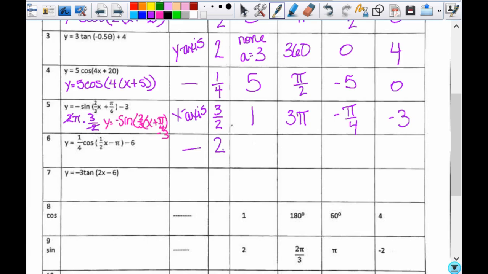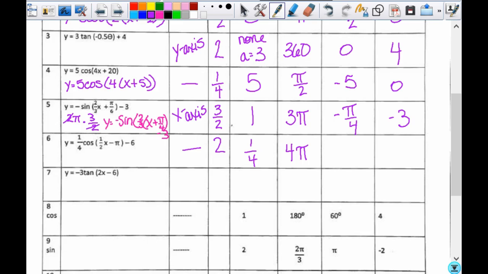Do I have an amplitude? Yes, and it is 1/4. This is x, so we are in radians. So I'm in radians. My normal period is 2 pi. So that means this one is going to be what? 4 pi, because I have to divide by 1/2, right?